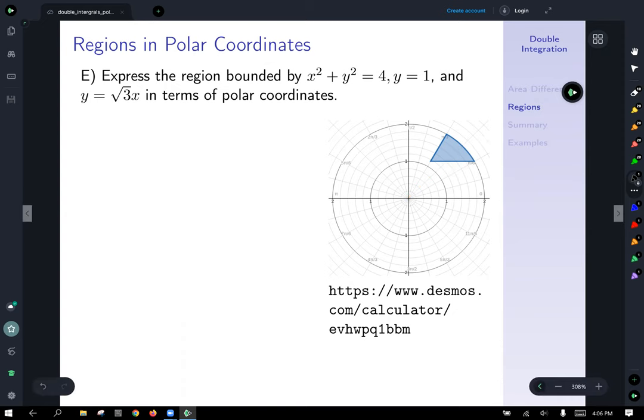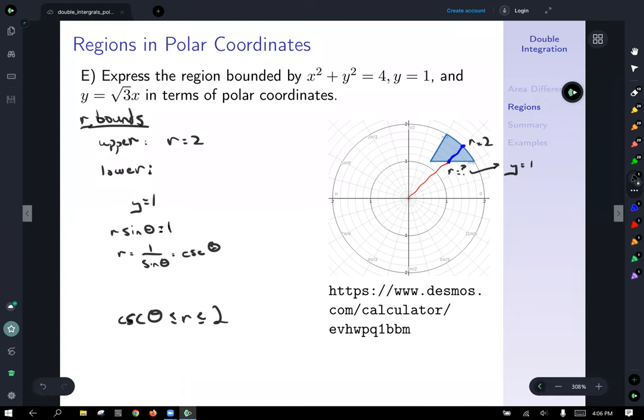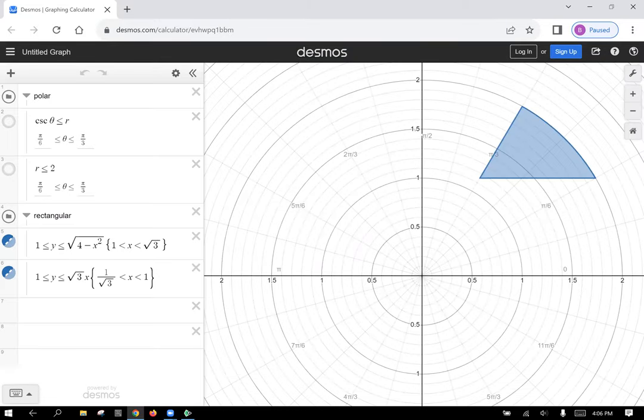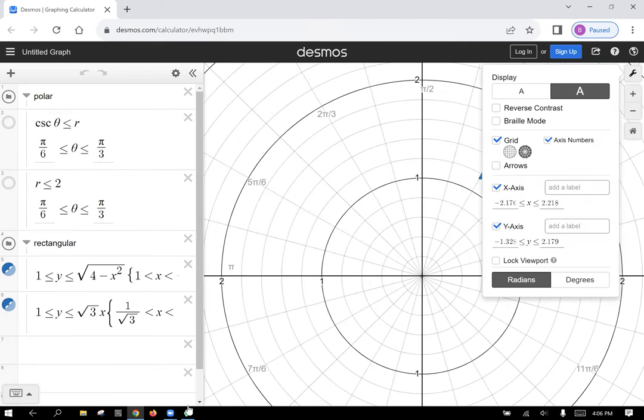All right, there are 3 slides. We only needed 2. So let's fire up the calculator and see what we've got to confirm our logic. Okay, and so here you can see that I've plotted the rectangular region and I have not yet selected the polar region. So let's put this into that. It's a little easier to see.